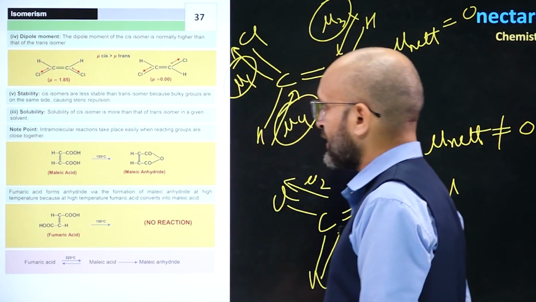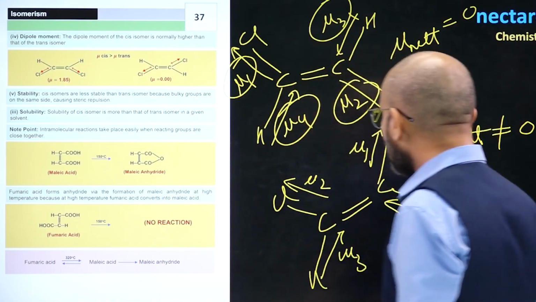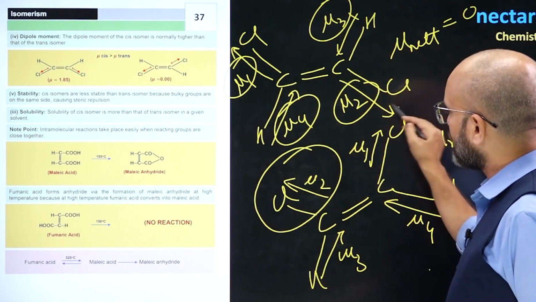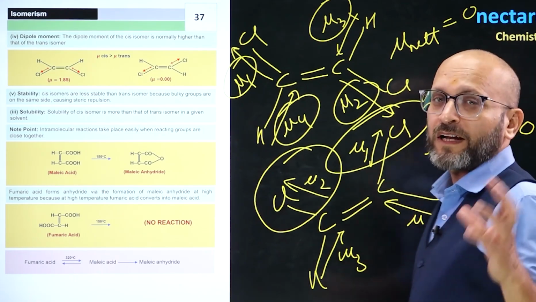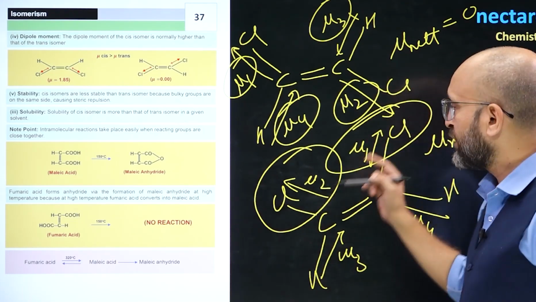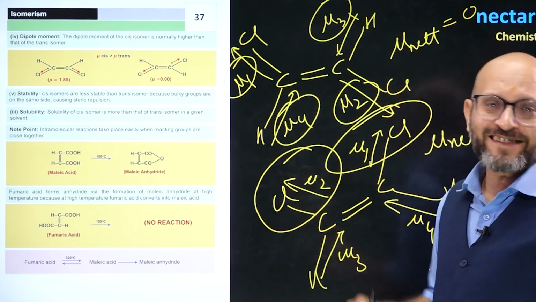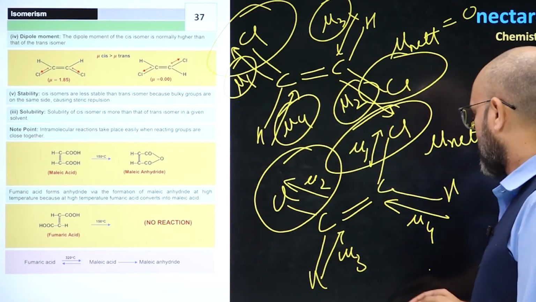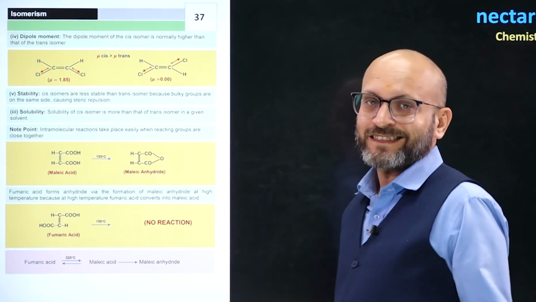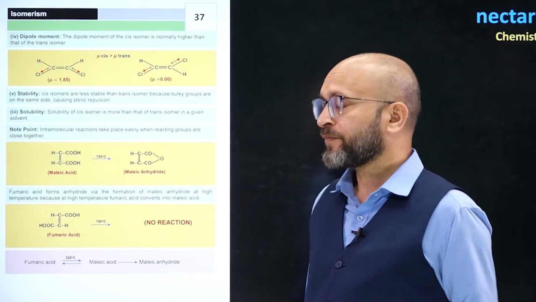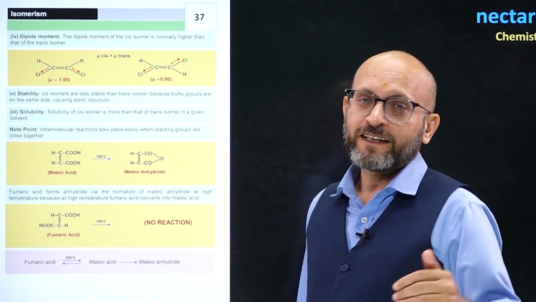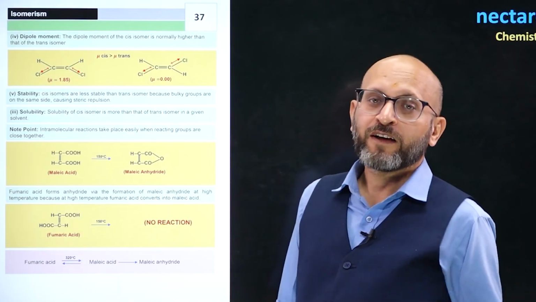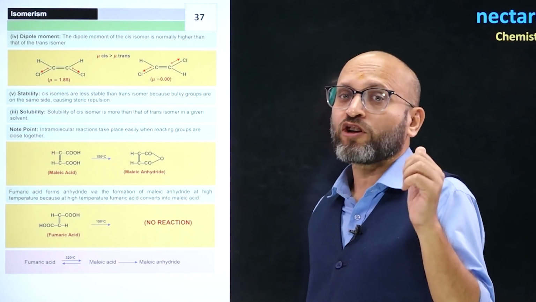Alright, next point is stability. As we have discussed, in cis the repulsion between the same groups is more, because bulky groups come on the same side. So repulsion is more, so stability is less in cis and more in trans. Bulky groups are in opposite directions in trans. Dipole moment for cis is more, stability for trans is more, and melting point for trans is more, because it is symmetrical.